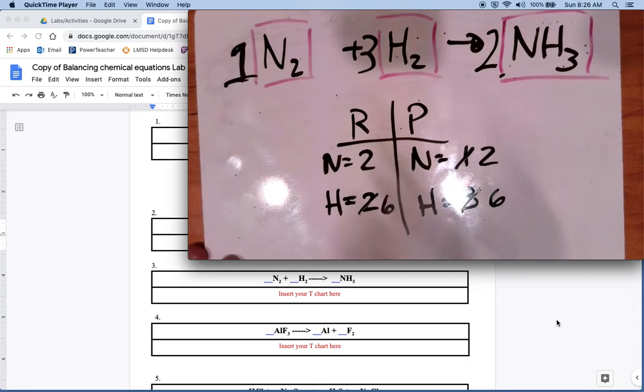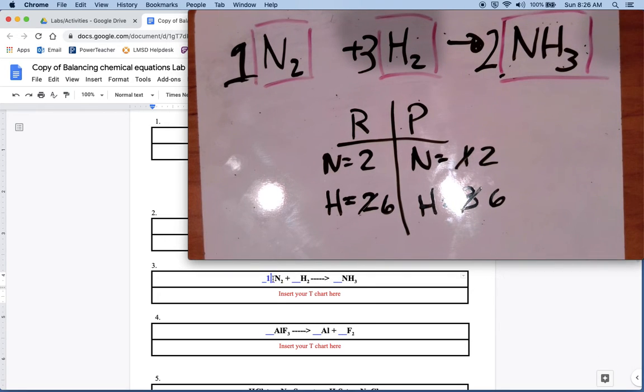That's a 1, sorry. So if I come over here, my answer will be 1, 3, and a 2 right there. And then I would include my t-chart right here to show my work. Okay? All right, let's move on to the next one.